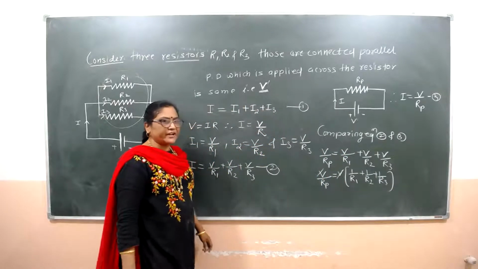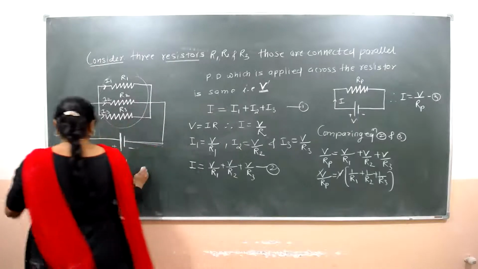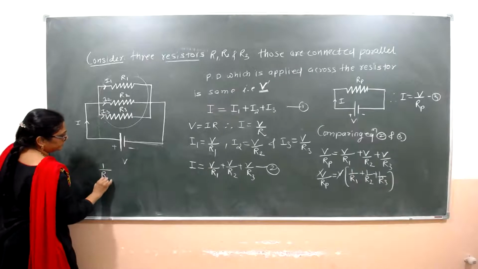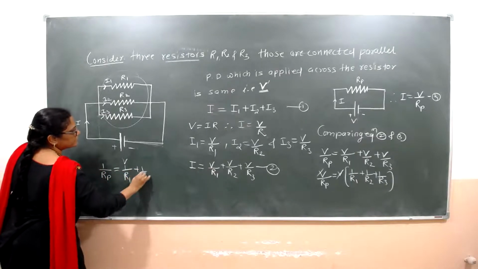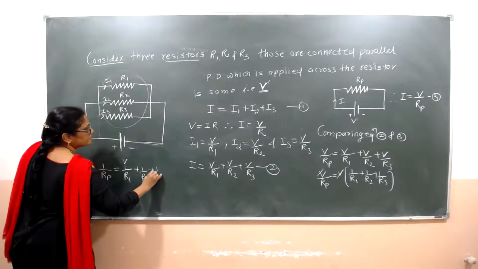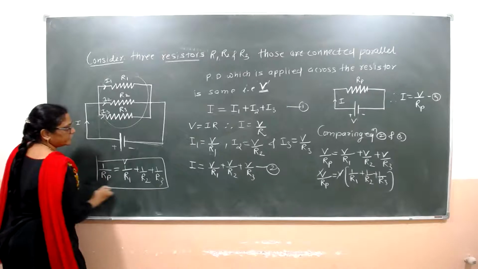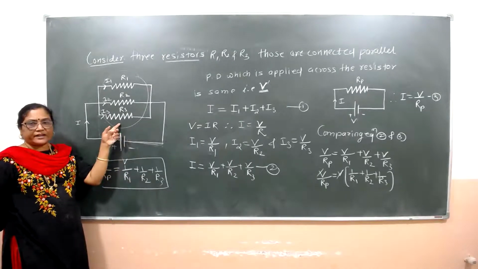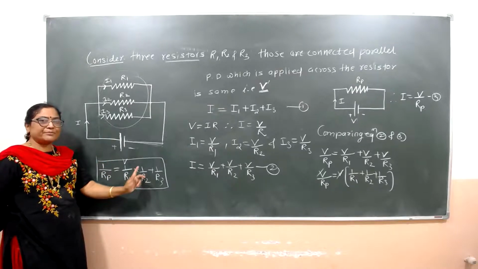Then what is the equivalent of the three resistors connected in parallel? What is the related formula here? 1 by RP is equal to 1 divided by R1 plus 1 divided by R2 plus 1 divided by R3. So when a number of resistors are connected in parallel, the equivalent is the reciprocal sum of all the resistors.